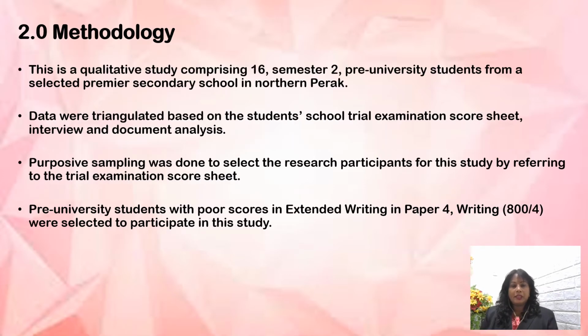This is a qualitative study comprising 16 semester 2 pre-university students from a selected premier secondary school in Northern Perak. Data were triangulated based on the students' school trial examination score sheet, interview, and document analysis. Purposive sampling was done to select the research participants by referring to their trial examination score sheet. Pre-university students with poor scores in extended writing in paper 4 were selected to participate in this study.